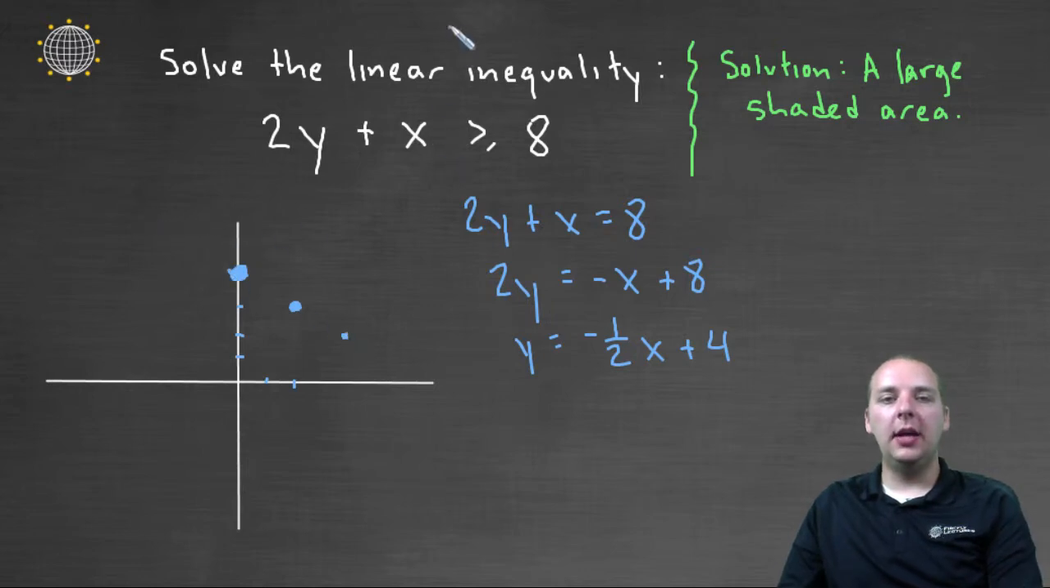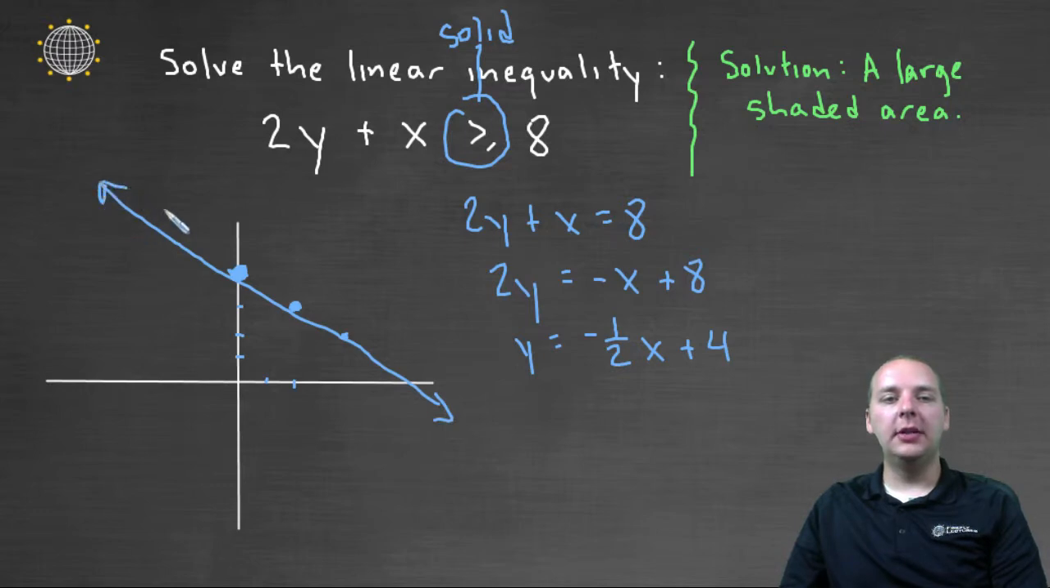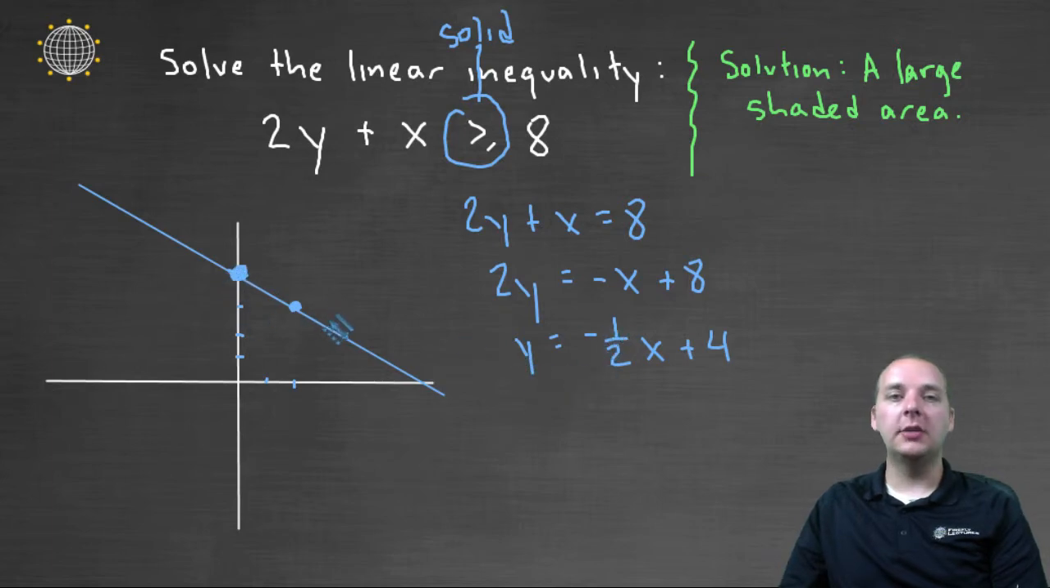And this is going to be a solid line since this is a greater than or equal to symbol. So we're going to do a solid line through those points. If this had been a strictly greater than, we would have done a dotted line, but we have a solid line. Let me make this a better line. I'll get my line tool out. Let's try this. There we go. That looks a lot better. So there's a solid line that represents y equals negative 1/2 x plus 4.